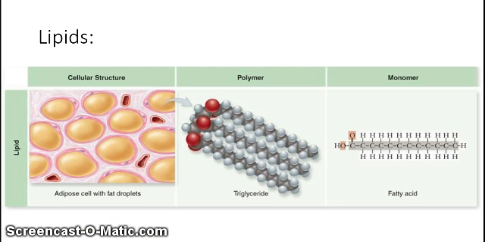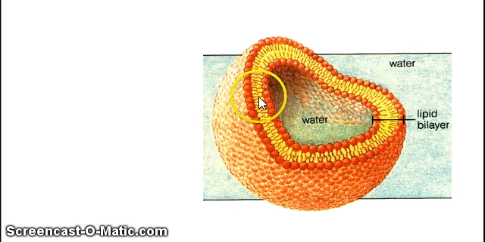Our next macromolecule, lipids. Certain cells in your body are specialized to store lipids. The lipids are hydrophobic. They don't mix well with water. They're made of these long chains of carbons with hydrogens attached. These non-polar molecules do not have regions that attract to water, which makes them very effective for actually creating barriers between the outside and the inside of your cell.